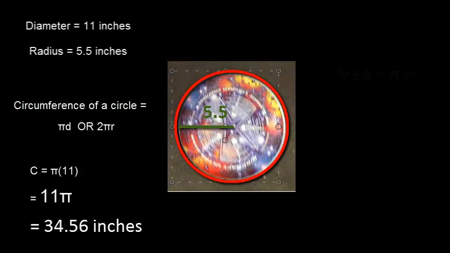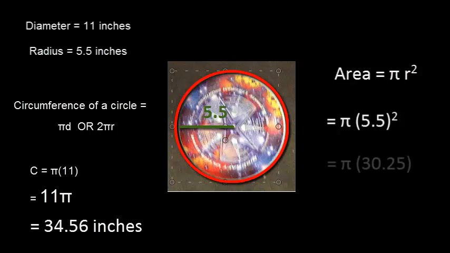Now, if we want to find the area, we just use pi r squared, and we plug in the radius again with 5.5. We square that to get 30.25, and then we multiply 30.25 by pi to get 95.03 inches squared. Remember the squared part. Okay, so now we found the area and circumference for a circle, which is this frisbee.